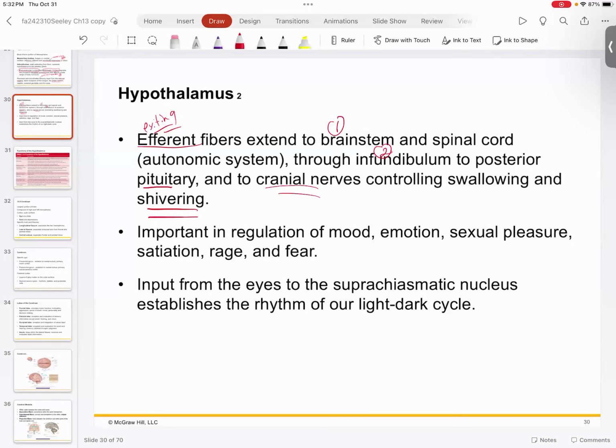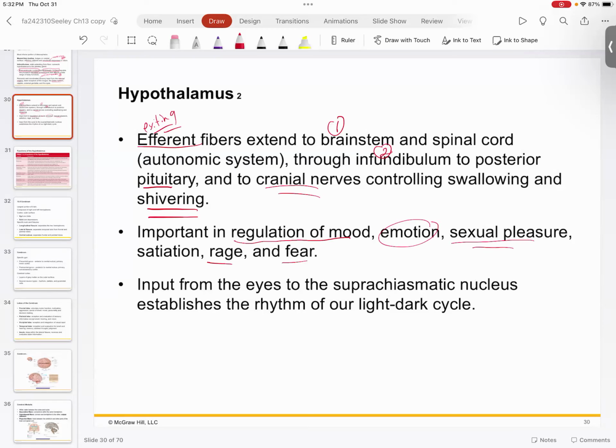If your core body temperature starts to drop and you need to start generating heat, your hypothalamus is the one that induces the shivering of your muscles to create more heat. So you'll have a lot of different things happening in this region. Different areas of the hypothalamus will add to mood regulation. Your emotions can be regulated by your hypothalamus: sexual pleasure, your sense of satisfaction, satiety, rage, fear.